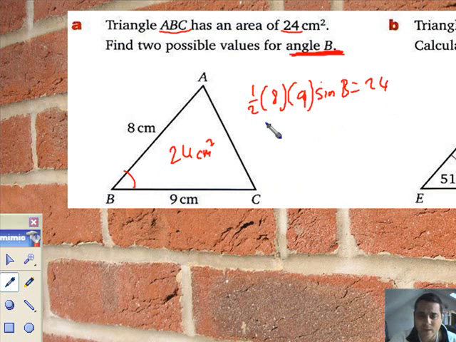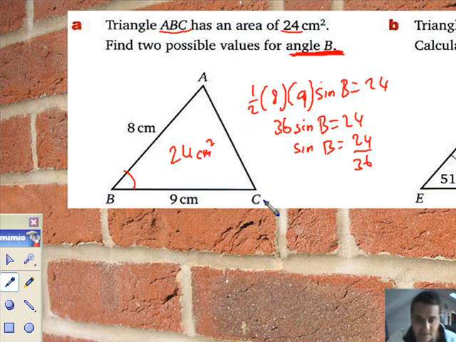Okay, so we can work out this little bit here. So half of 72 is going to be 36, so I've got 36 sine B equals 24, and the sine of B is clearly going to be 24 over 36, and let's just get that answer there. 24 over 36 gives me 0.6 recurring, so let's go 0.6666, that'll do.